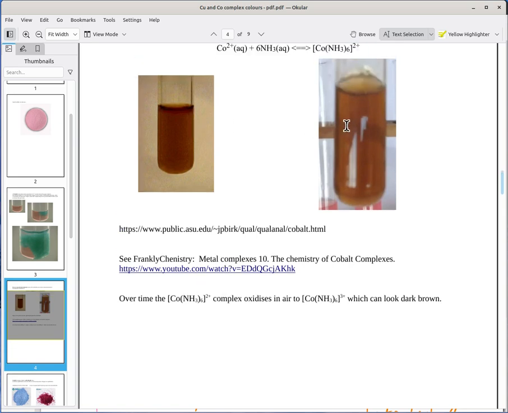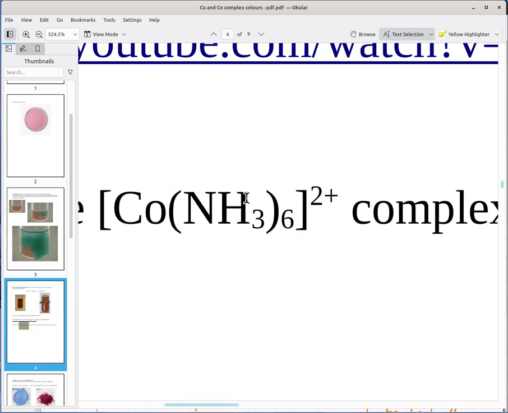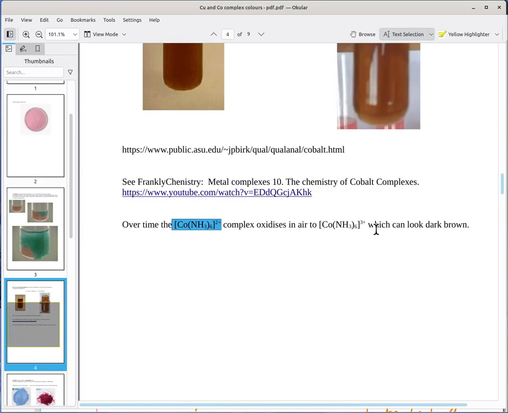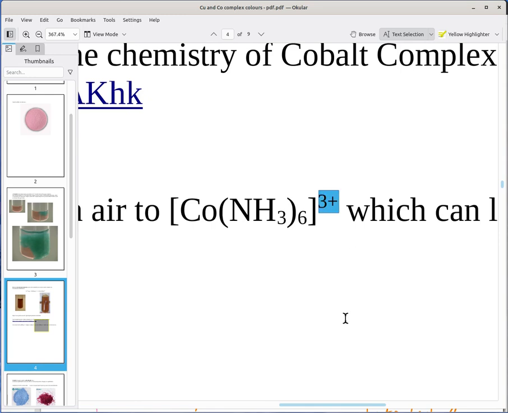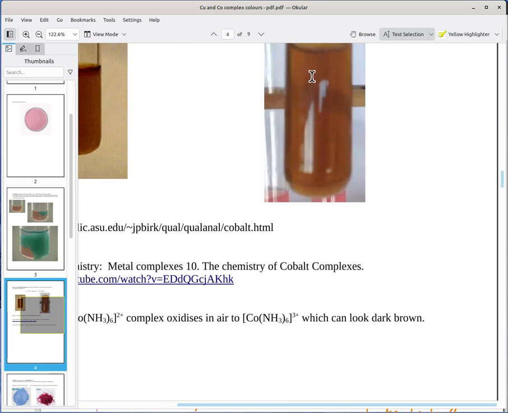Okay, so over time, this brown stuff actually oxidizes further. It goes from the cobalt hexaammine 2+ complex, which is this one here. Let me zoom in a bit. So we go from this, which has got a 2+ charge, it's ionic, soluble, and it makes the 3+ charge. So the only difference really is this charge. The ligands stay the same, but the cobalt has actually undergone an oxidation with the oxygen in the air, and the oxygen dissolved in the water.